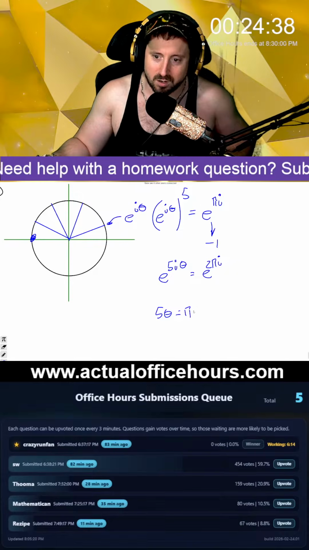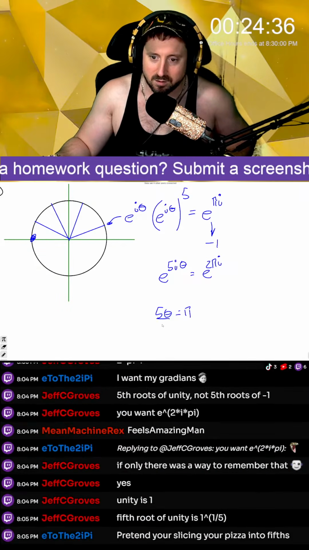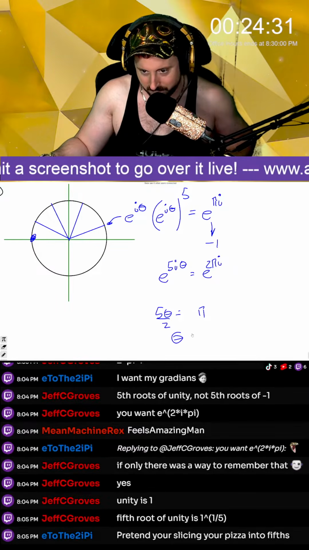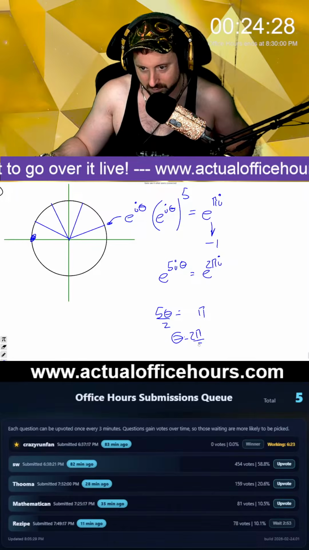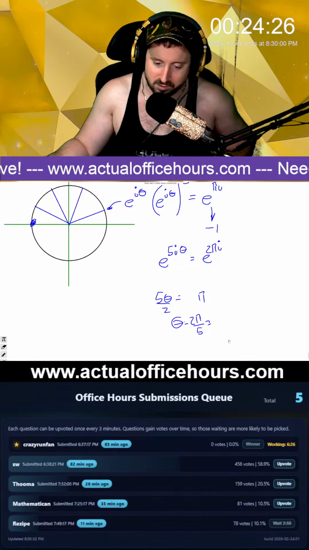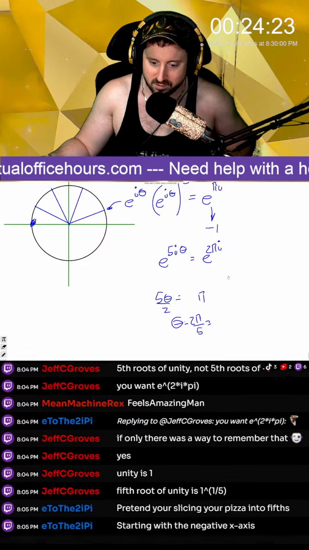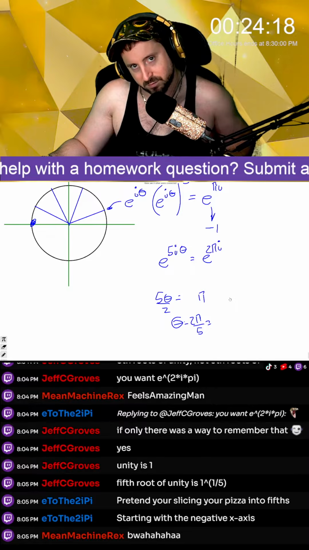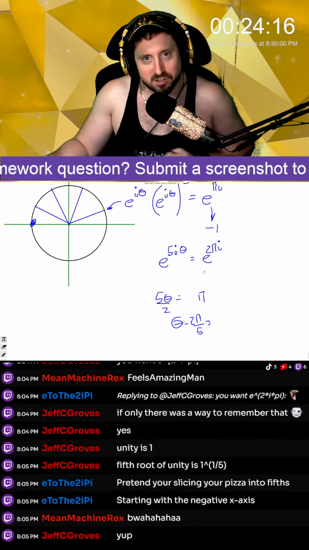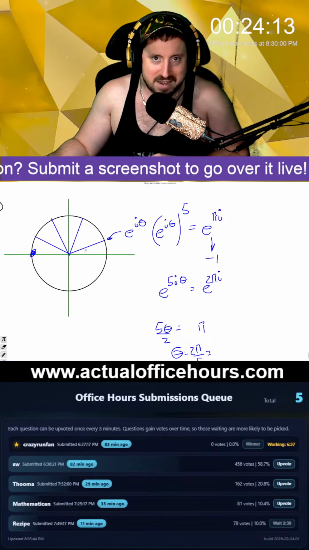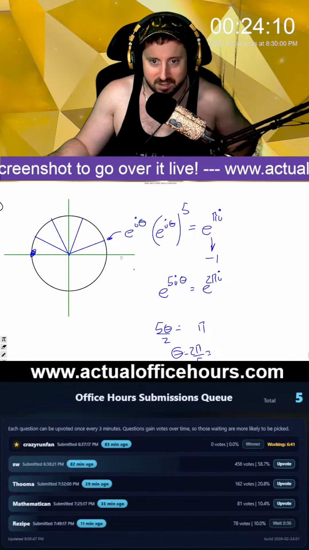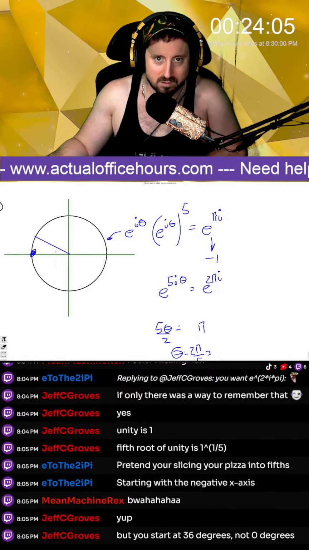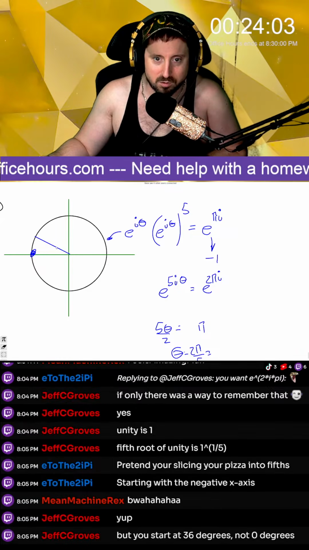Okay, so 5 theta equals 2 pi, so theta is 2 pi over 5. And yeah, that's equal to 72 degrees, I guess. Is that what we said? Right, because 1/5. Wait, what? Pretend you're slicing your pizza into fifths, starting with the negative x-axis. Okay, I like that. I just want to intuitively understand this. But you start at 0. You start at 36, not at 0.